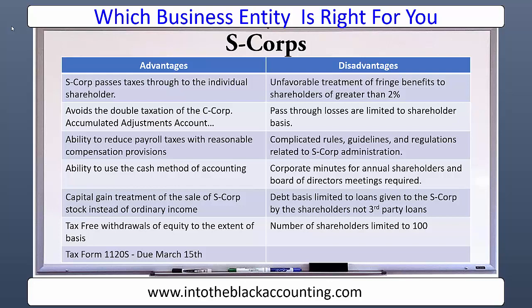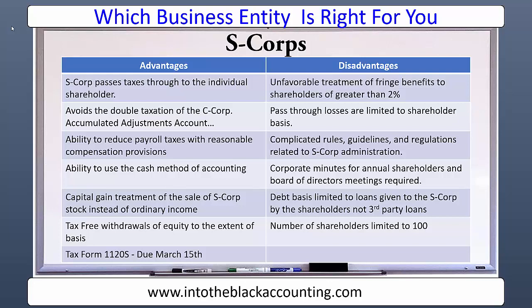It's the ability to reduce payroll taxes with reasonable compensation provisions. Most cities, most states, you are required to pay your shareholder employees a wage. If you just post it to the K-1 at the end of the year, it puts you in a higher chance for an audit, and there's other things that can come up. Capital gain treatment of the sale of the corporate stock instead of ordinary income, just like a corporation.